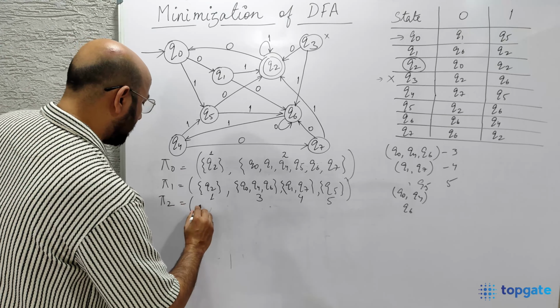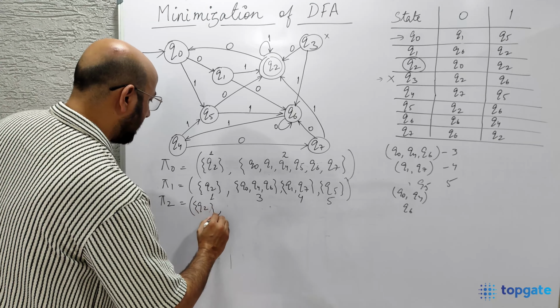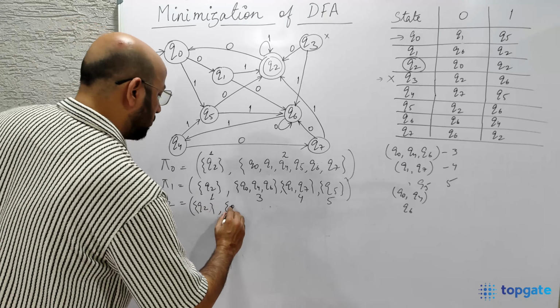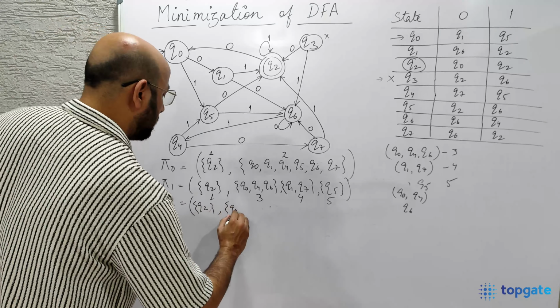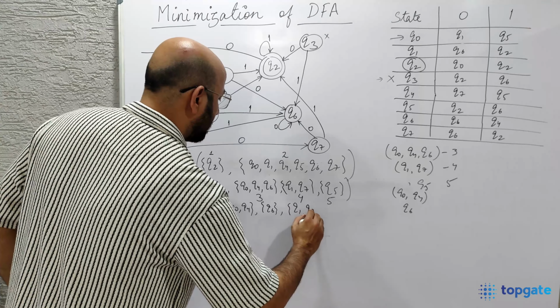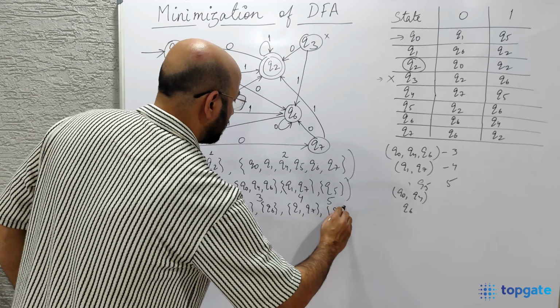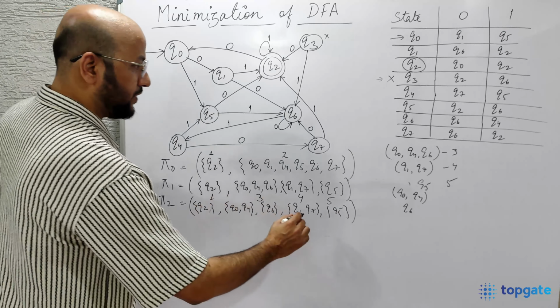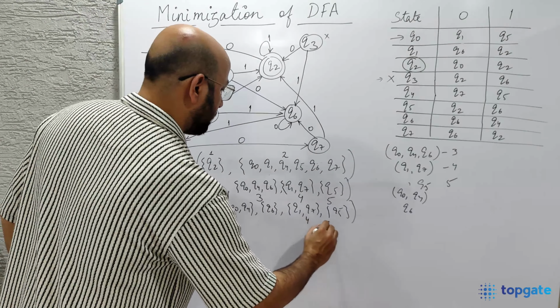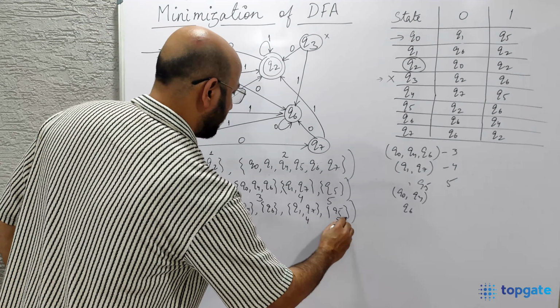In pi 2, what do I get? q2 remains as it is, and then this is broken into q0, q4 and q6, and this will remain the same, q1, q7 and q5. So it will remain set number 4, set number 5. Set number 3 is broken, so I'll name it set number 6, set number 7. This remains the same, set number 1. So now I have set number 1, set number 6, set number 7, set number 4, set number 5.